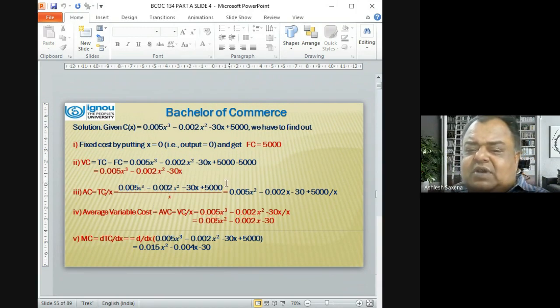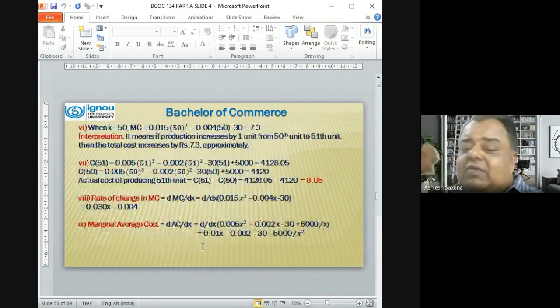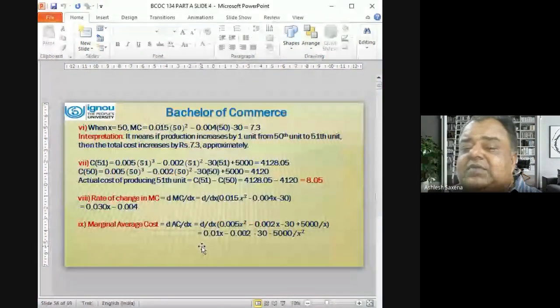This is the total cost. Find out its derivative. That means you have to differentiate this term. It will be 0.15x squared minus 0.004x minus 30. Here it is. Then you have to calculate the marginal cost when x is equal to 50.